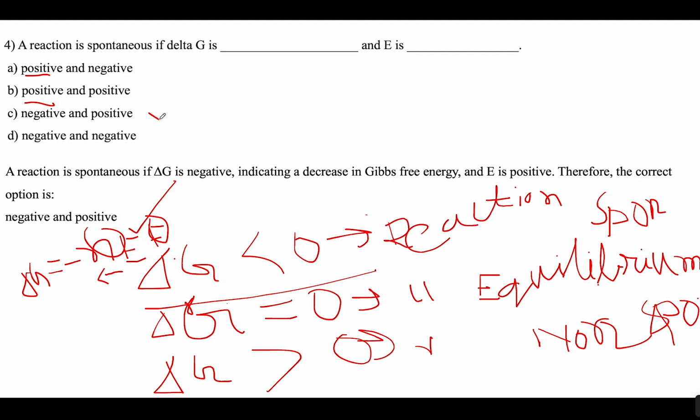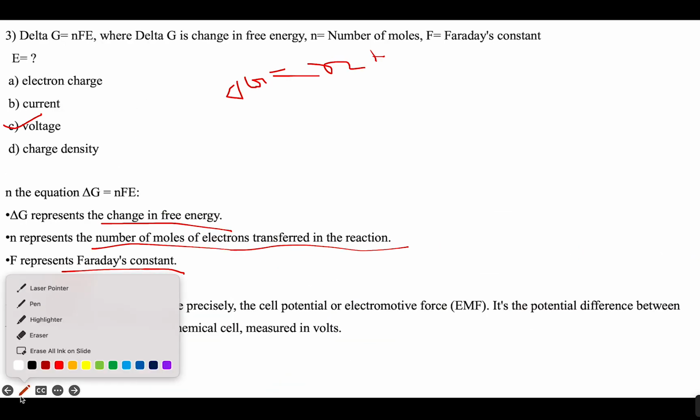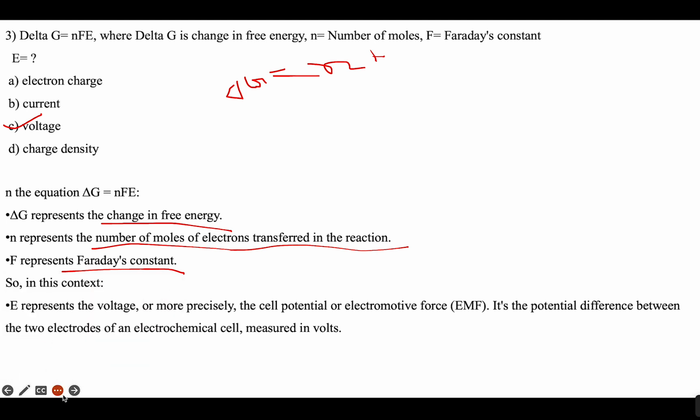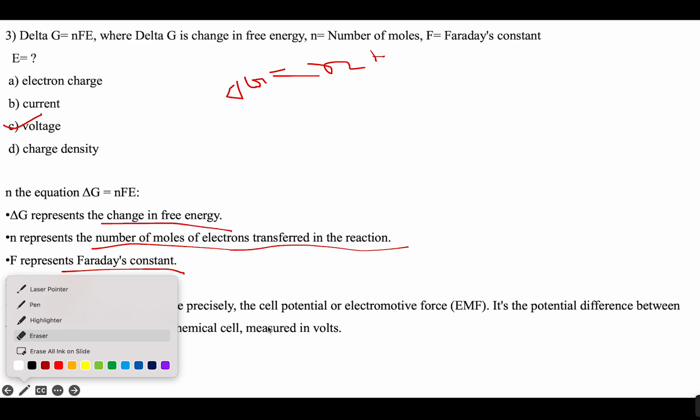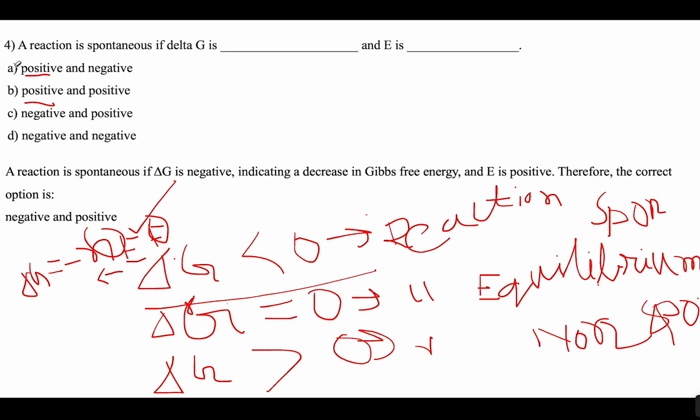So for these options, the first two options are cut right there. The reaction has delta G positive, but delta G should be negative. Among the four options, C and D, E should be positive. So the correct answer is option C.